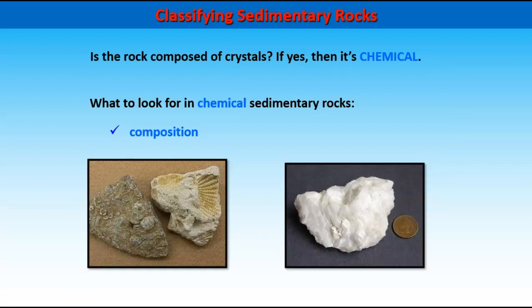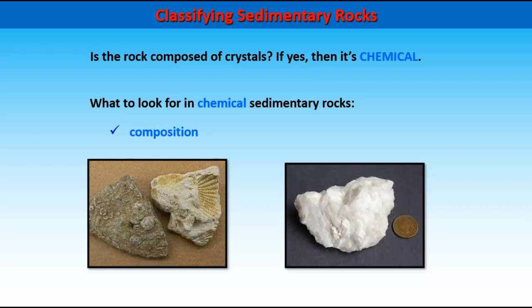Okay, and now we're talking about chemicals. So let's say it's not made of pieces of other rocks, so we want to figure out what it is. How do we do that? For these things, we do a test. Its composition is key in identifying what type of chemical sedimentary rock you have. So your knowledge of minerals comes back to haunt you.